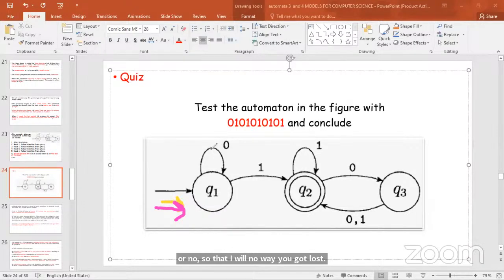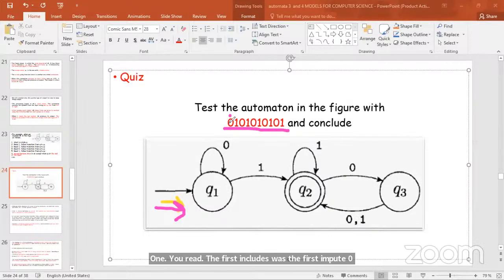You understand why we say this is the initial state, right? Just be typing yes or no so that I will know where you got lost. Okay, good. So you are here at the initial state. This is the set of inputs we want you to test: 0, 1, 0, 1, 0, 1, 0, 1, 0, 1. This is where you are, Q1. You read the first input. What's the first input? 0.